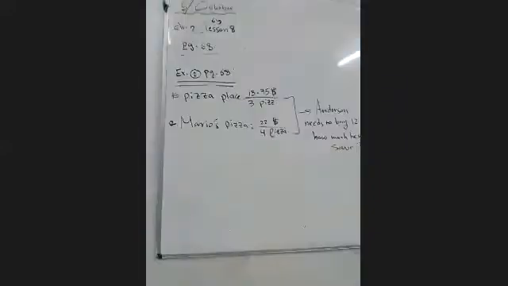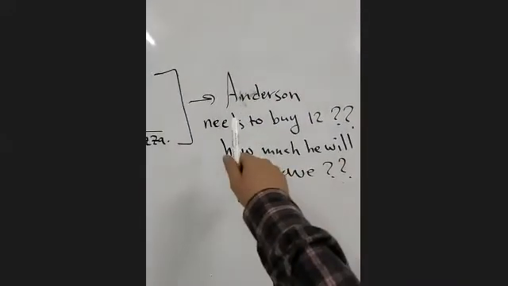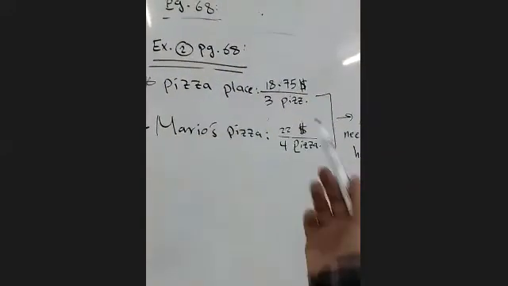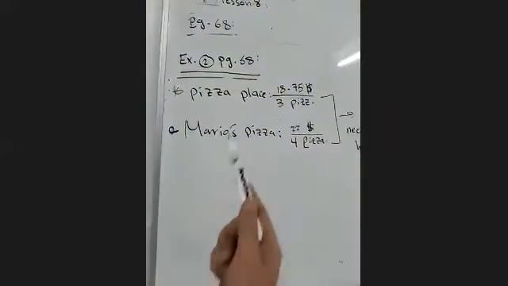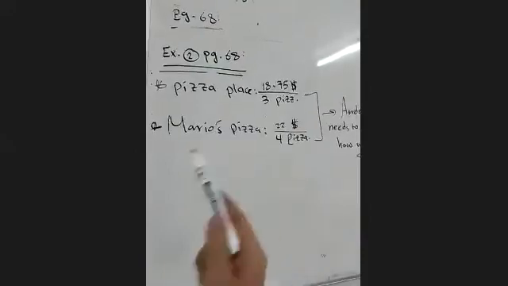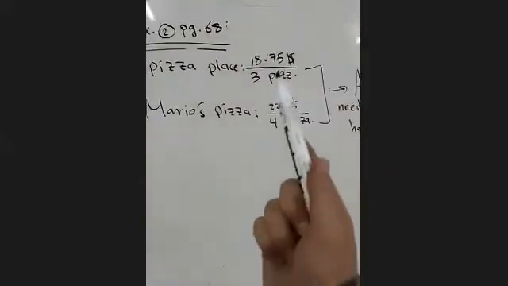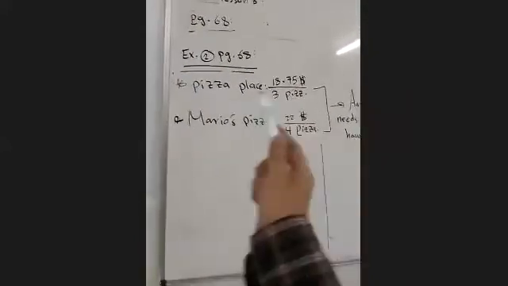Now, let's start with the wanted. I need to know the price of 12 pizzas. But here, I know the price of 3. Here, I know the price of 4. I need to know the price of the 12 pizzas in both shops, guys, in Pizza Place and in Mario's Pizza. Now, to know the price of 12 pizzas, I need to know the price of 1 pizza in each of them, right?